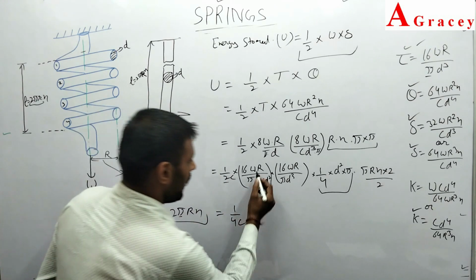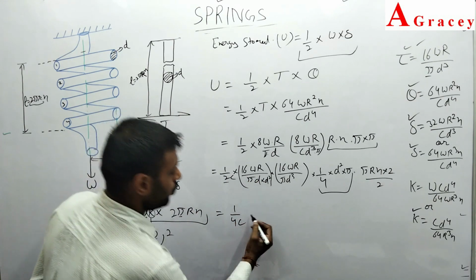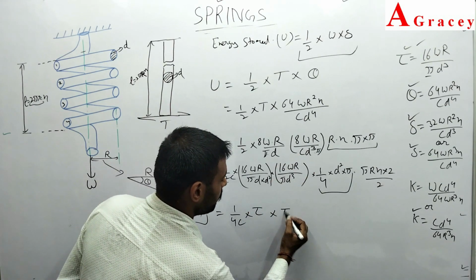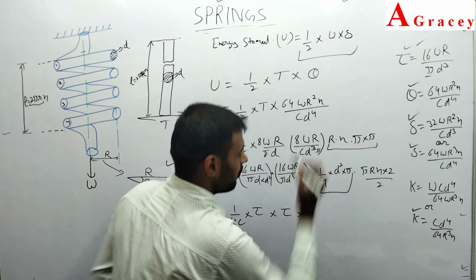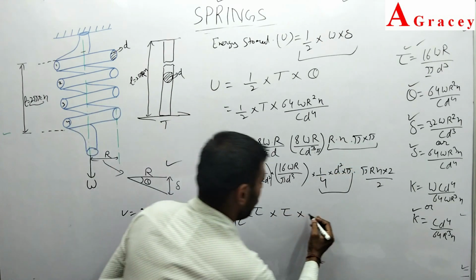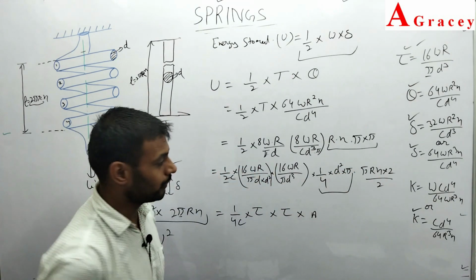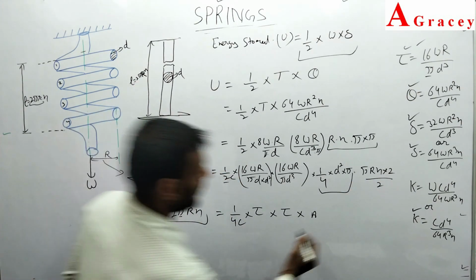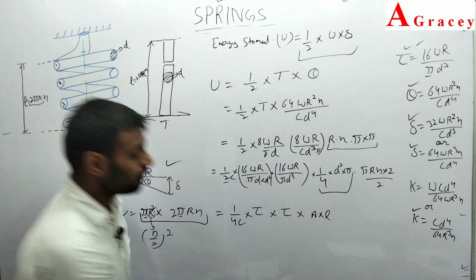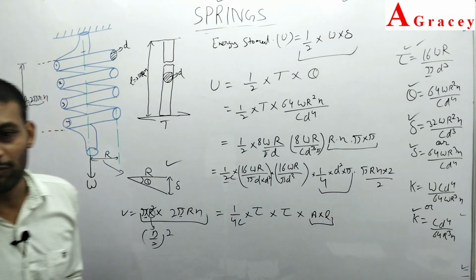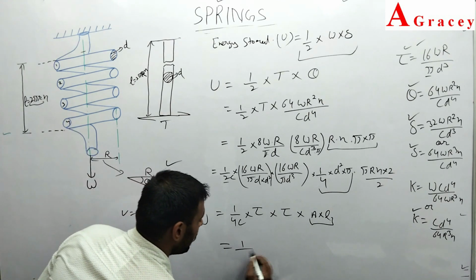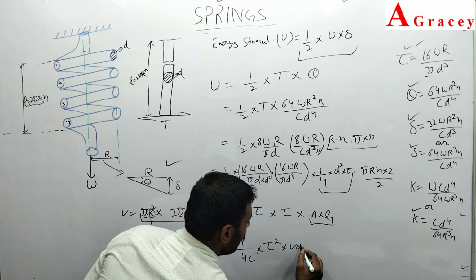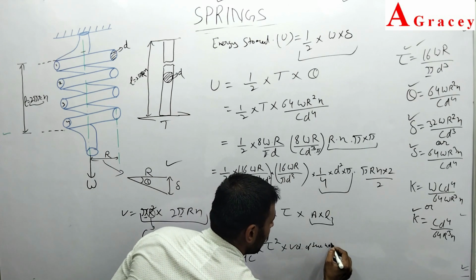It will become a C, and this 16 W R pi d cube will become a tau. 16 W R upon pi d cube will also become a tau. Multiply by 1 by 4 d square into pi, it will become the area of the wire, and 2 pi r n represents the length of the wire. And from the length of the wire and the area, it will become the volume of the wire. So I'm writing here 1 by 4 C tau square into the volume of the wire.